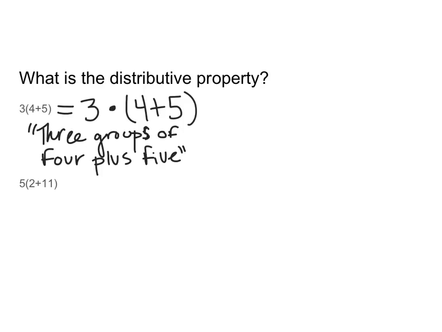The reason why I put a little basket of fruit on the front is because we can think of this as being 3 baskets, and each one has 4 apples and 5 oranges. So what we have is 3 groups of 4 plus 5.